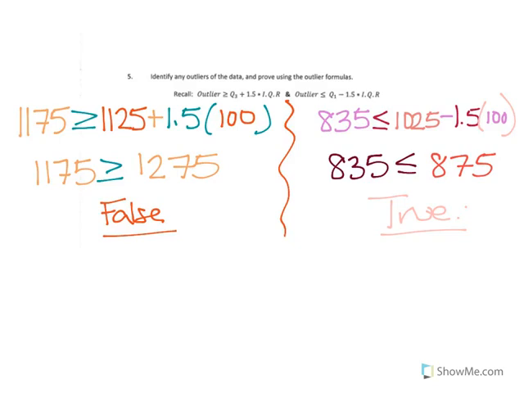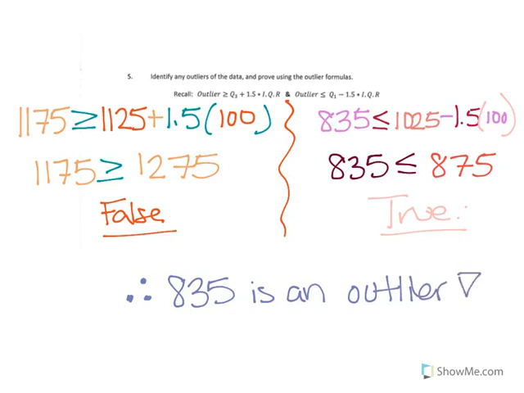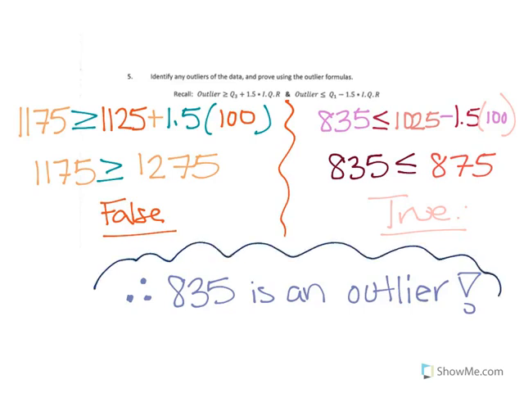So our final statement should say, therefore, remember those three dots in the shape of a triangle is the therefore symbol, 835 is an outlier. And that should end our notes for today.